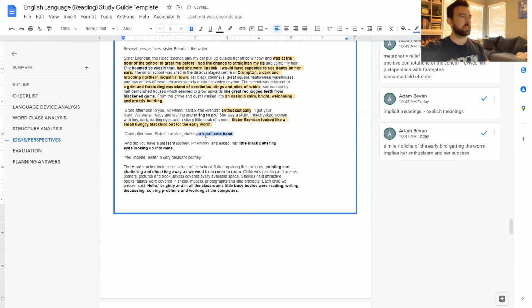I didn't notice this on my first reading, prepping for this necessarily. Well, it wasn't my first reading. I've read this quite a few times, but on that reading, "a small, cold hand." When you compare that also to the fact she doesn't wear lipstick and she has darting, tiny, dark, darting eyes and a sharp little beak of a nose.